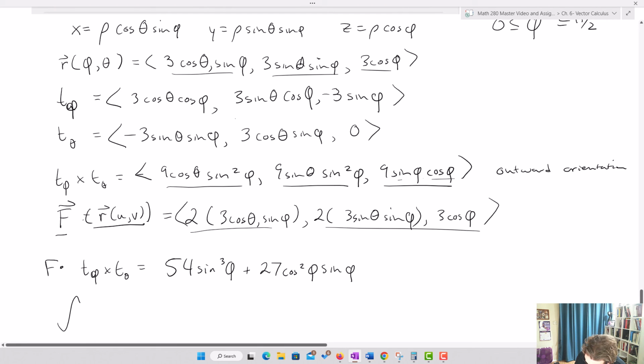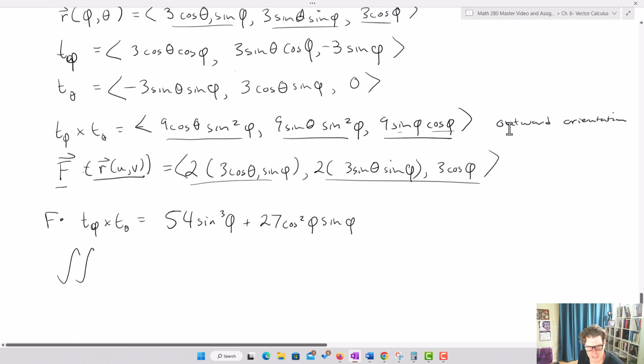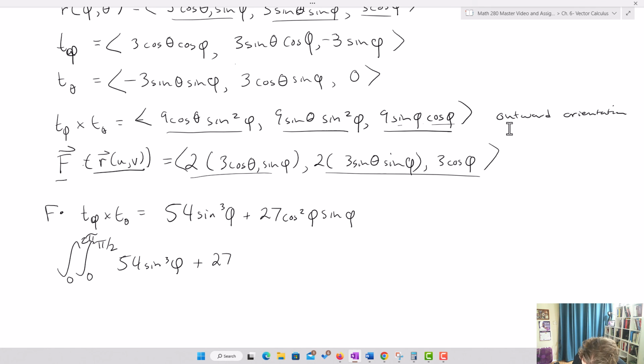So we'll take the double integral, and because we're looking at just the hemisphere, that half sphere x squared plus y squared plus z squared, we have theta from 0 to 2 pi, and phi from 0 to pi over 2. So this will be the integral of 54 sine cubed phi plus 27 cosine squared phi sine phi, d phi d theta. Take a moment, pause, so you can calculate this. This will end up giving me 7,200 pi.